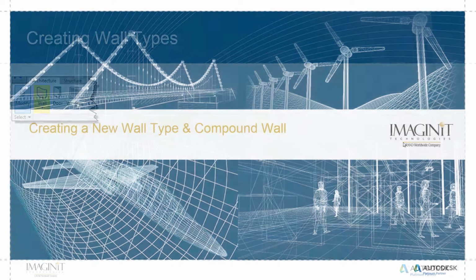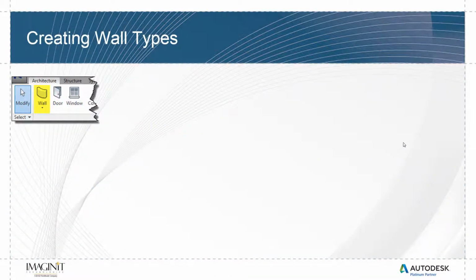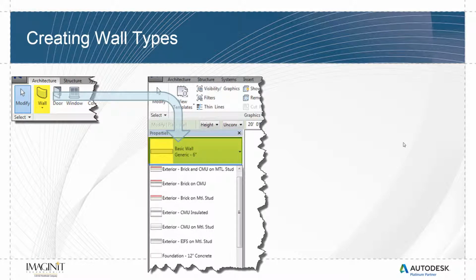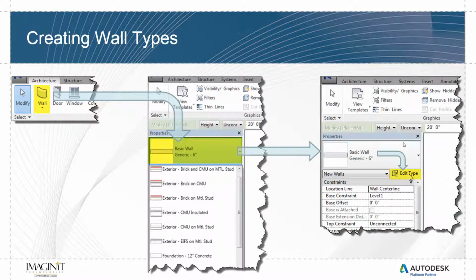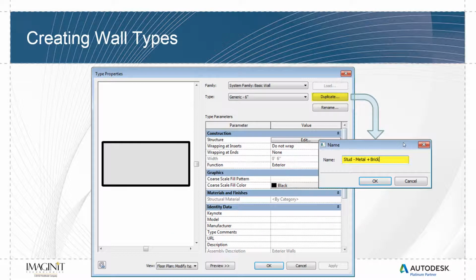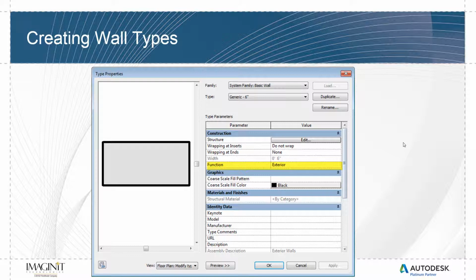All right, I'm going to really hop through this because this should be very simple. Pick the wall button. Choose a generic wall to start with, or one that is close to what you want. Because as Chris said, you can't create these from scratch. They're system families. So starting from scratch would be using a generic wall. Edit it. Name it. This is probably one of the most important things.